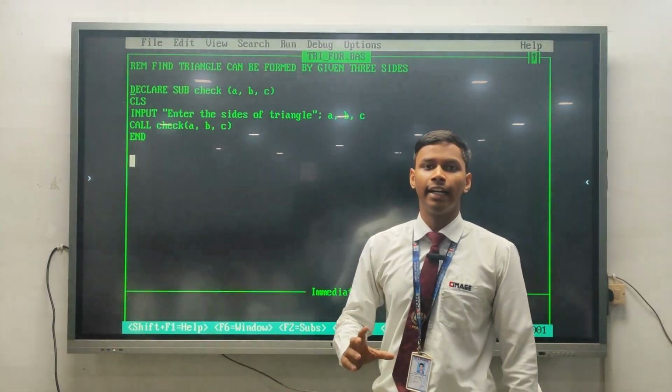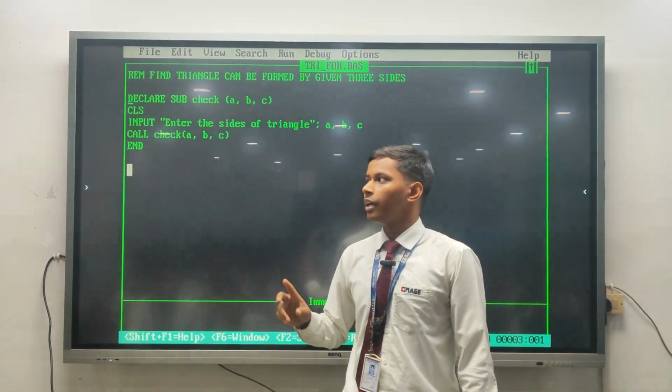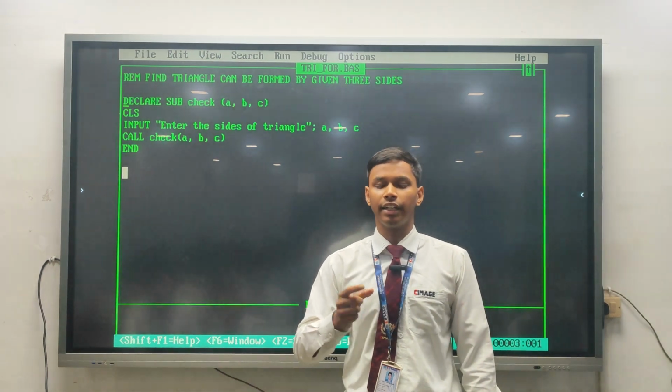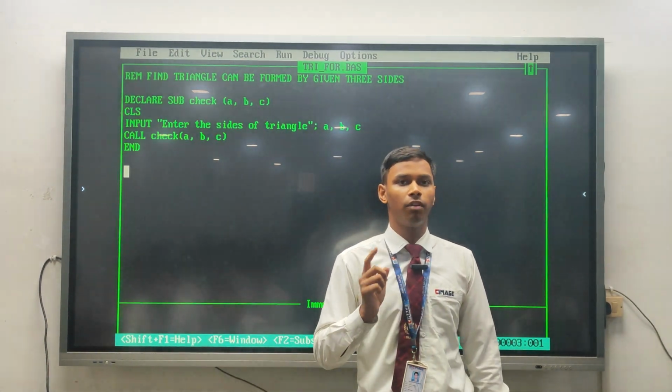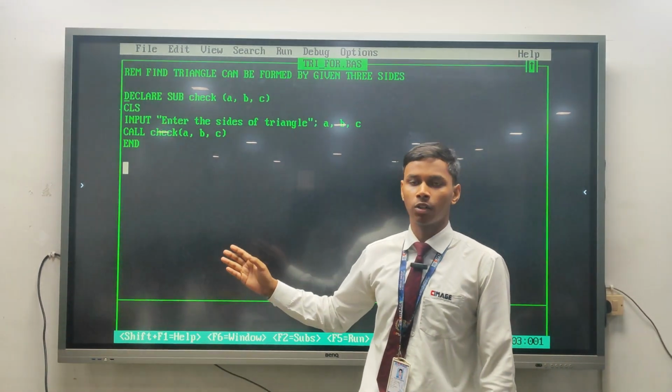Let us understand the criteria for forming a triangle. A triangle contains three sides. If the sum of any two sides is greater than the third side, then only the triangle will be formed. Otherwise, the triangle would not be formed. So my program is totally based on that concept.